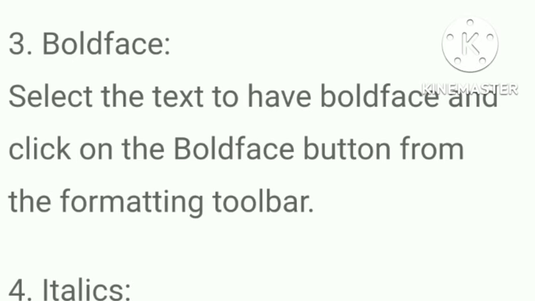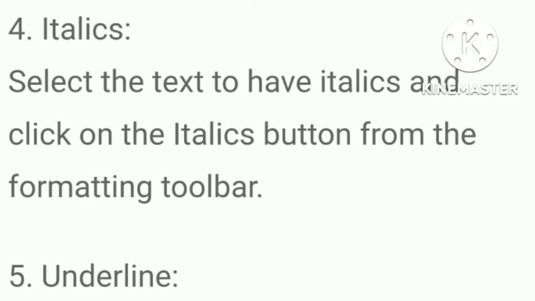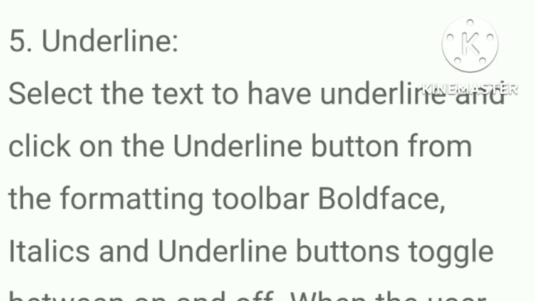Boldface. Select the text to have boldface and click on the boldface button from the formatting bar. Italics. Select the text to have italics and click on the italics button from the formatting toolbar. Underline. Select the text to have underline and click on the underline button from the formatting toolbar.